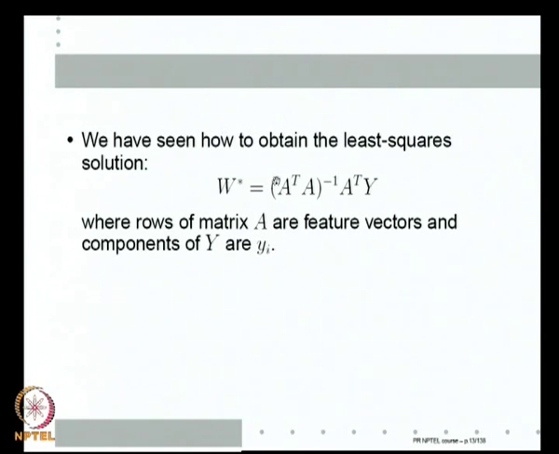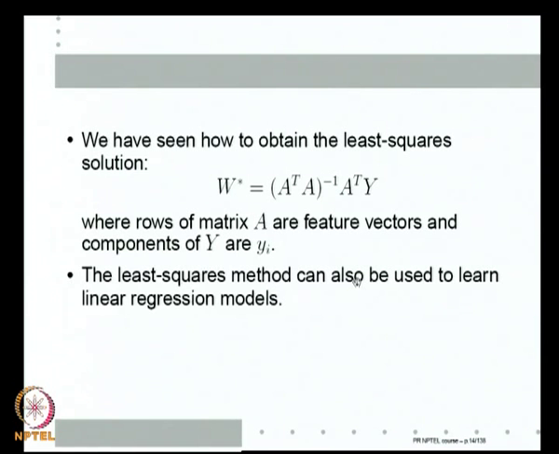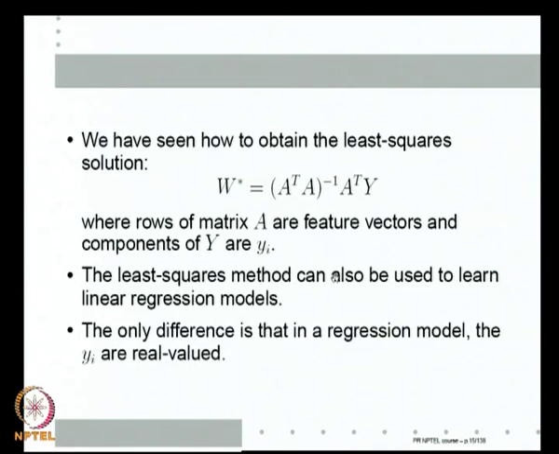Okay. We saw how to obtain the least squares solution that turns out to be A transpose A inverse A transpose y, where A is the matrix whose rows are the feature vectors and y is the vector whose components are y i. And the least squares method can as easily learn linear regression models. The only difference between the classification idea and the regression idea is that when you are learning a regression function, the y i's are real valued. If you are doing a 2-class classification, y i's are binary valued. If you are learning a general function, y are real valued, except for that we are still minimizing the same squared error, and this is the least squares solution.